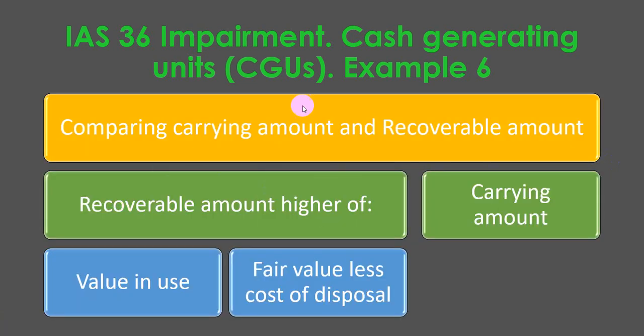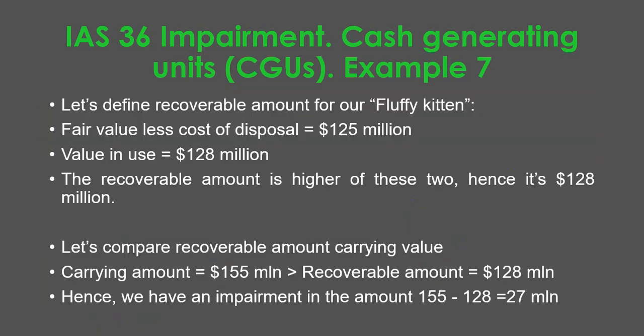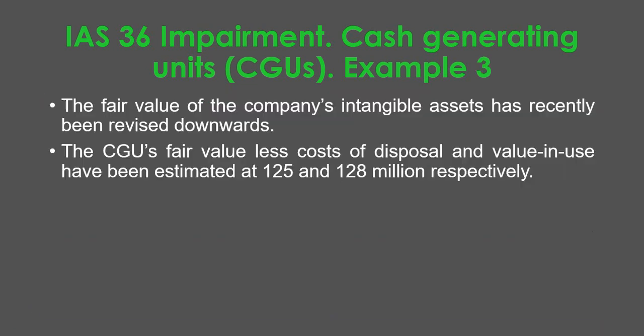So, in order to define our recoverable amount, we need to compare our value in use and our fair value less cost of disposal, and then compare the recoverable amount with the carrying amount. So let's define our recoverable amount for our fluffy kitten example. Fair value less cost of disposal is 125 million. Let's look at the conditions. Yes, fair value less cost of disposal is 125 million and value in use is 128.